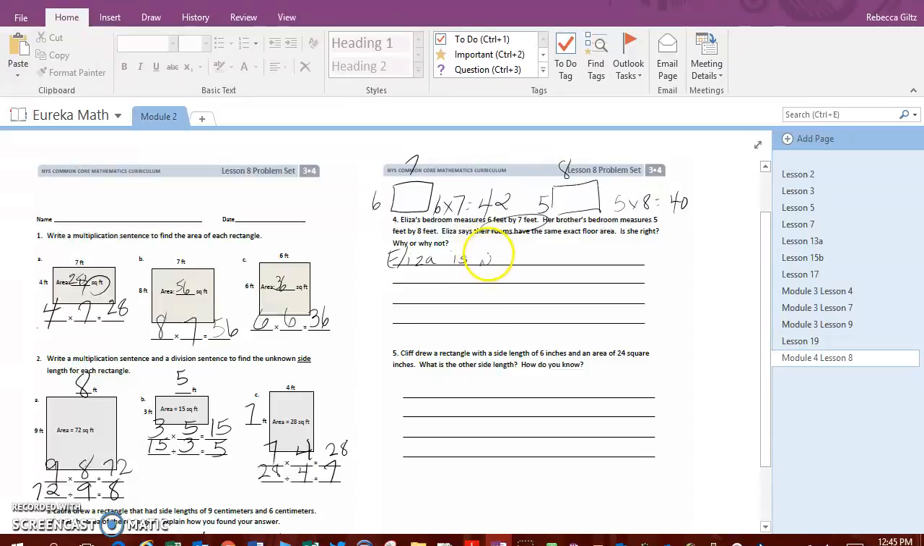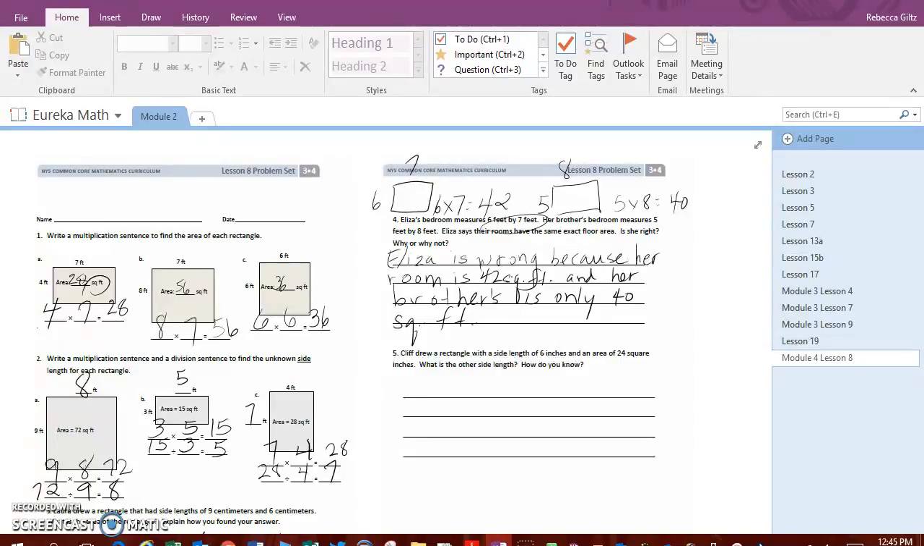So are they the same? No, she is wrong. Because her room is 42 square feet and her brother's is only 40 square feet. She's probably happy because she got the bigger bedroom, don't you think? Okay, I'm going to move on to the next one.